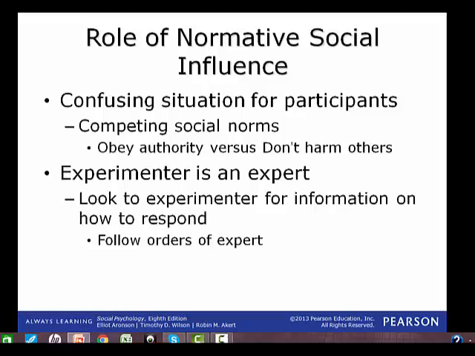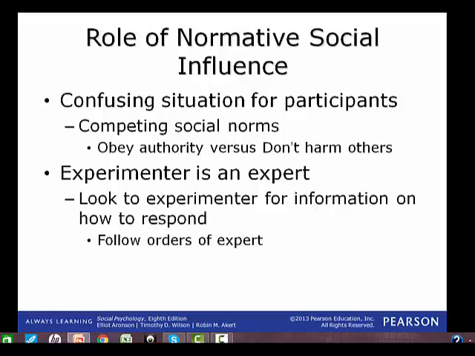Imagine what a confusing situation this is for people. On the one hand, we are taught to obey authority figures, right? This individual was a PhD professor. They were probably wearing a white lab coat. They looked like they were professional. And we're told to go along with those people. On the other hand, though, we're taught not to hurt other people. We're taught to be kind and to care. And so in this situation, we have competing social norms. We don't know what to do, right?